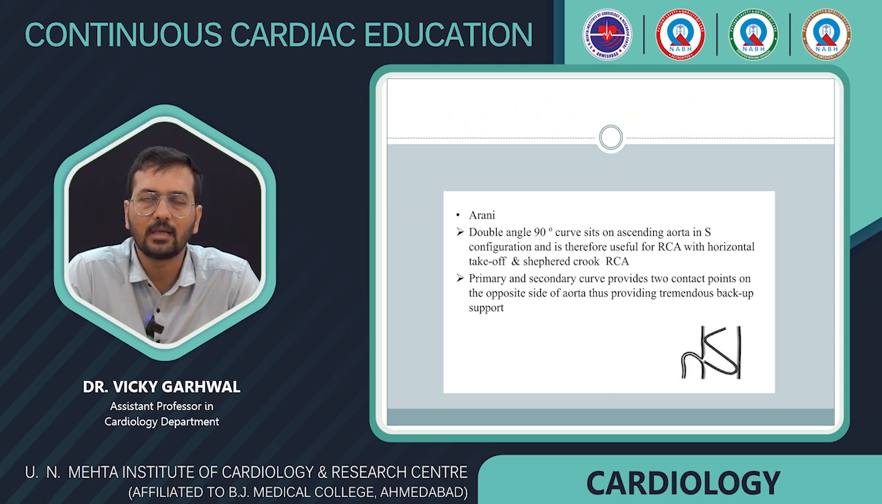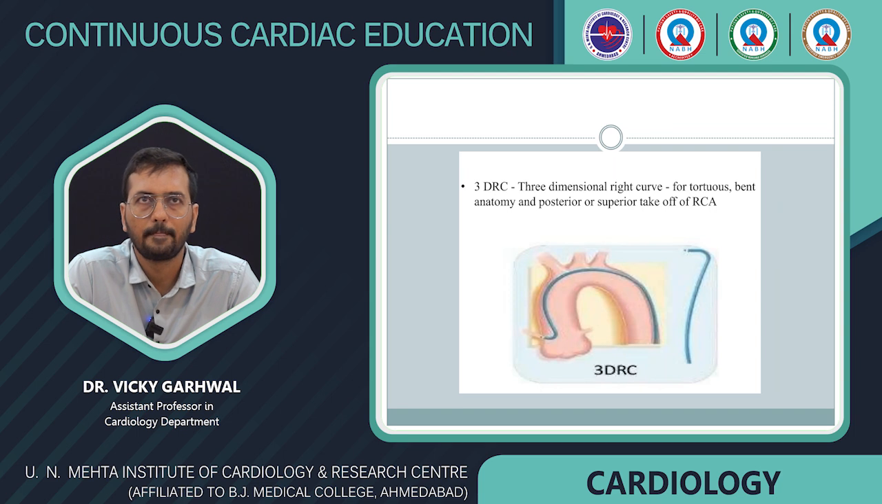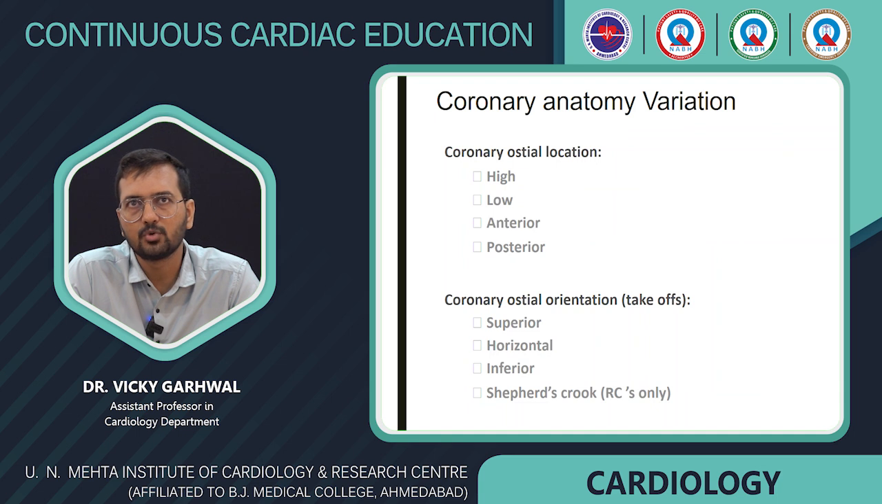Other catheters like the Arani catheter are used for Shepherd-Crook RCA. It is a double angle 90-degree curve which sits on the ascending aorta in an S configuration as depicted in the diagram. It is therefore useful for an RCA with horizontal takeoff or Shepherd-Crook RCA. The 3D right curve, the 3-dimensional right curve, is used for tortuous anatomy and posterior or superior takeoff of the RCA.